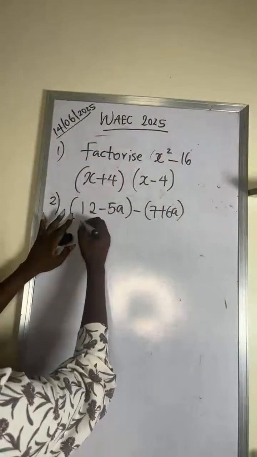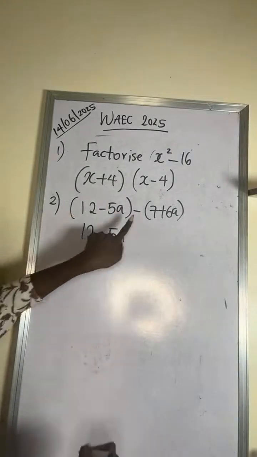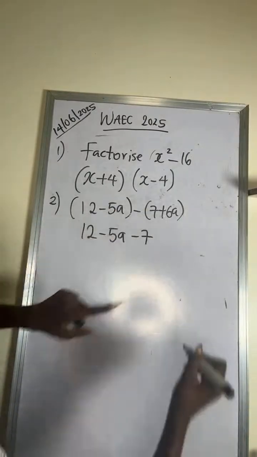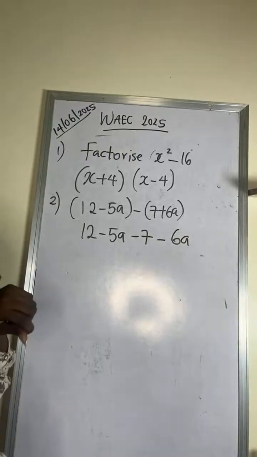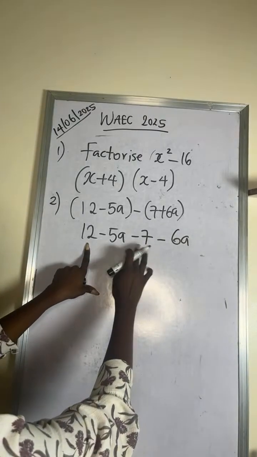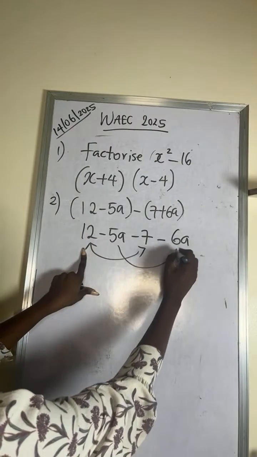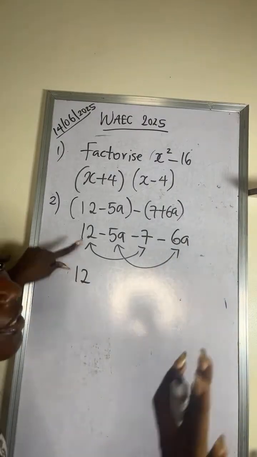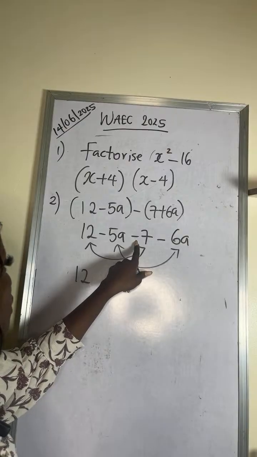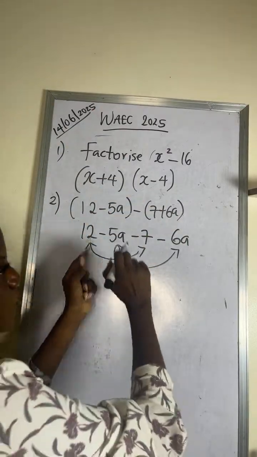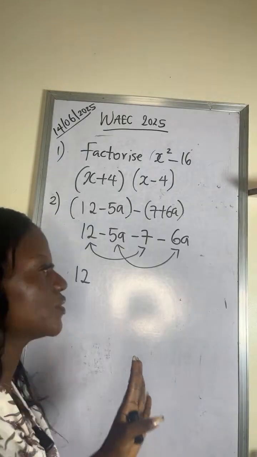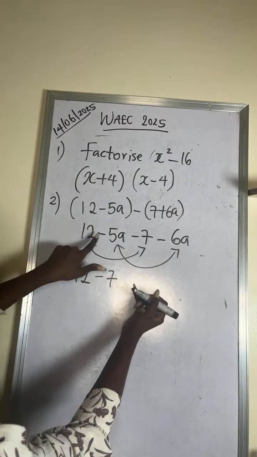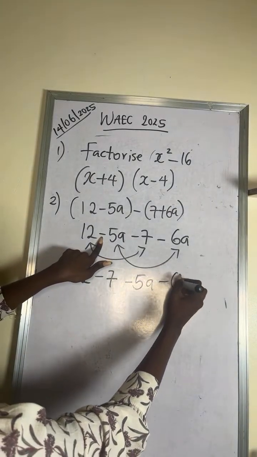So you have 12 minus 5a. Now this minus will open this bracket. So minus times 7 is minus 7. Minus times plus is minus, then 6a. So when you have this, you see that this looks alike, and this looks alike because it has the same variable, okay? So you have 12. Don't change the operator because we're not crossing an equal sign. Only when you're crossing an equal sign can you change the sign you have, right? So you have minus 7. Then moving this one, you have minus 6a.